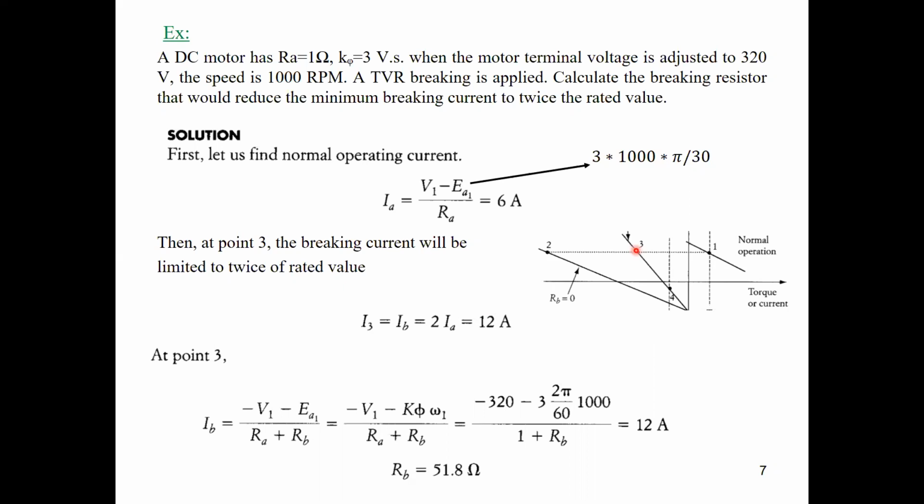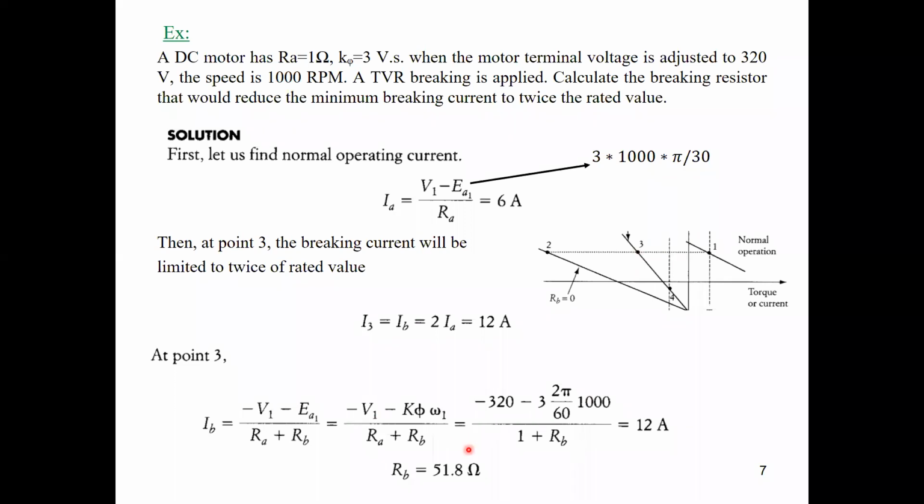So what will be the value of resistance here? Simply, we can substitute the relations at point number 3. We have I braking now, which is 12 amps. So I brake equals minus V, because the supply is reversed, minus E, divided by RA plus RB. What will be the value of E? We're still working at the same speed. As you can see, this is the speed of our points. So speed at point number 3 is the same as speed at point number 1. So we will substitute E as K phi multiplied by omega 1, which is given as 1000 RPM. Simply, we can substitute in the relation, and you will have only one unknown, which is RB. So simply we can calculate the value of RB.